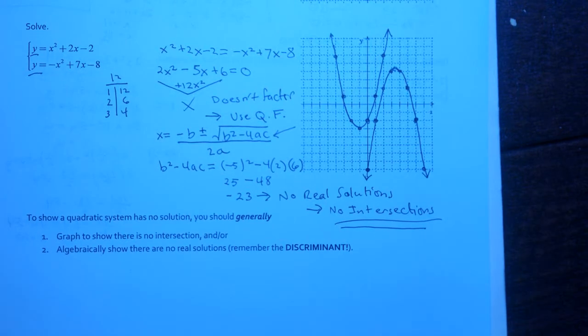So, please be aware. To show a quadratic system has no solution, what you would generally do is graph to show that there is no intersection, and/or algebraically show that there are no real solutions by using the discriminant. Are you going to be asked to do this on a quiz or test? In all likelihood, no. The point of me showing you this is more about you understanding than anything else. All of math, remember, comes down to understanding. I hope this has been helpful.